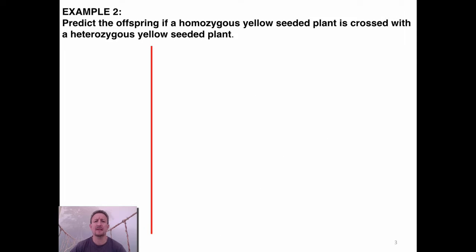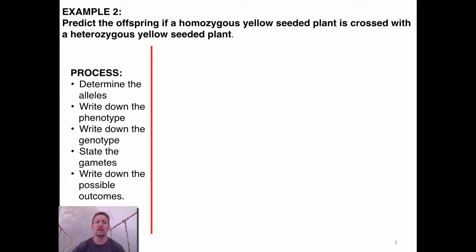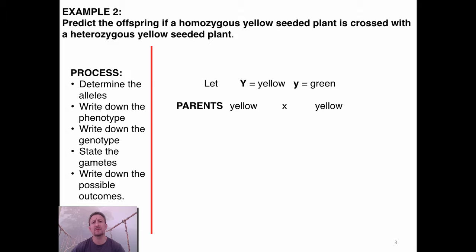Okay, so let's look at a second example. Now in this case, what we're going to do is cross a homozygous yellow-seeded plant with a heterozygous yellow-seeded plant. So we follow through our process again. What are the alleles? Well, we're going to use our capital Y, little y again. So we've got yellow, yellow, that's the phenotype. They're both going to be yellow, but one's going to be homozygous, which means they're the same letter, and one's going to be heterozygous, which means they're going to be different letters. So you can see here we've got capital Y, capital Y crossed with capital Y, little y.